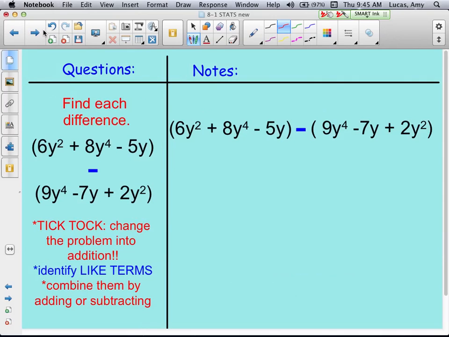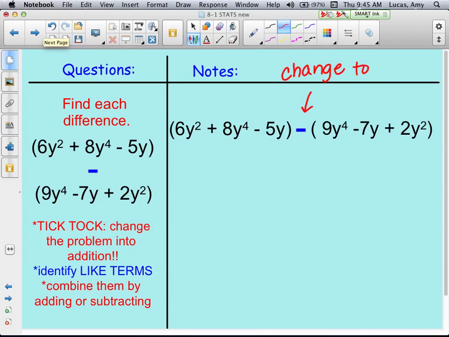Okay, now subtracting. Subtracting polynomials is kind of tricky. What I am going to do is I am going to change this to addition, and I am going to add the opposite. Add the opposite.